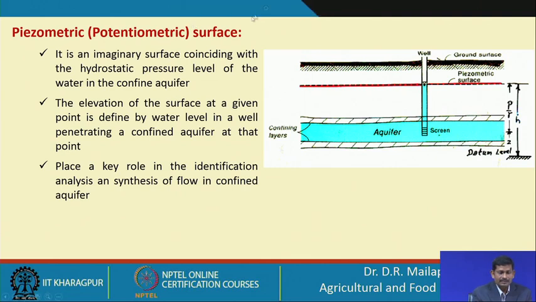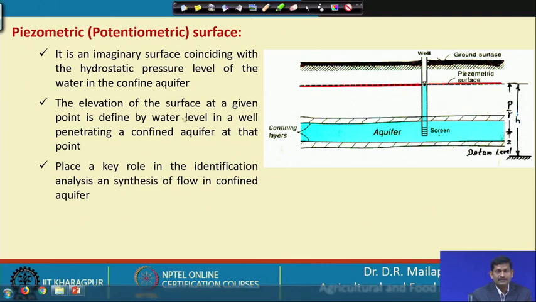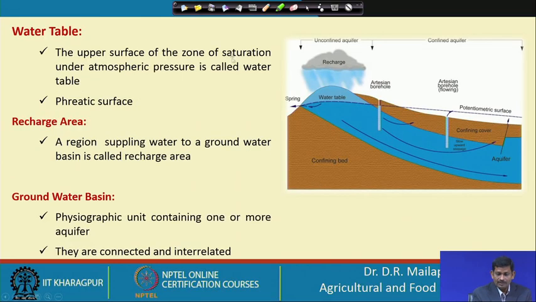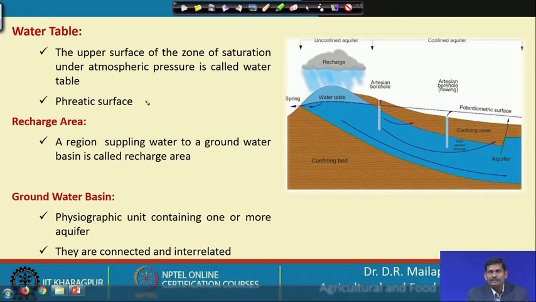Okay. So, the next is the same thing; piezometric surface I already explained. This is an imaginary surface which connects all the points of pressure in the confined aquifer. This is the confined aquifer. And it is the elevation of the surface at a given point defined by the water level when penetrated into the confined aquifer. Similarly, the water table I already explained. The water table basically connects the unconfined aquifer, and the pressure at the water table is equal to the atmospheric pressure.